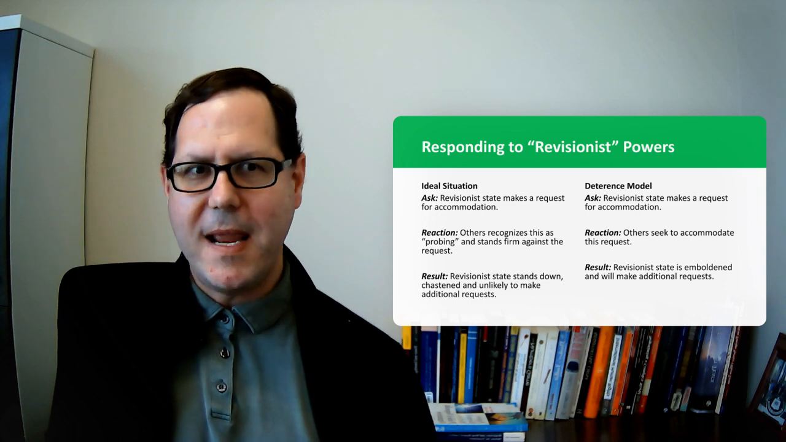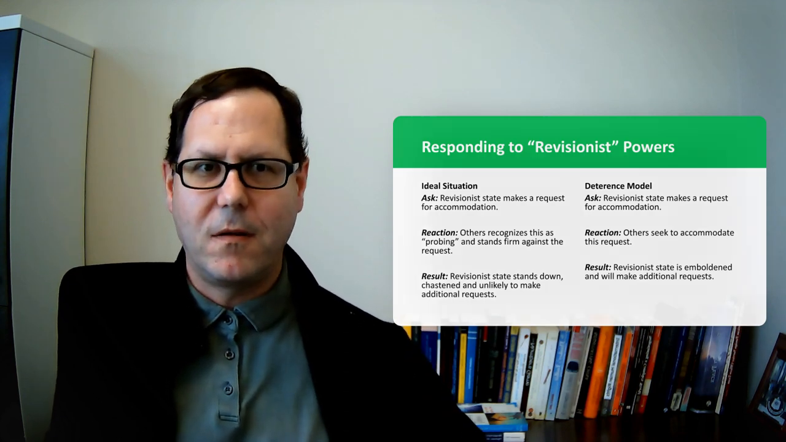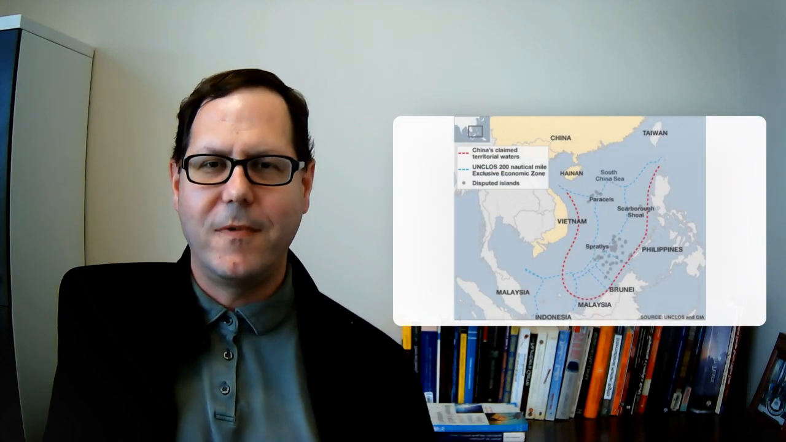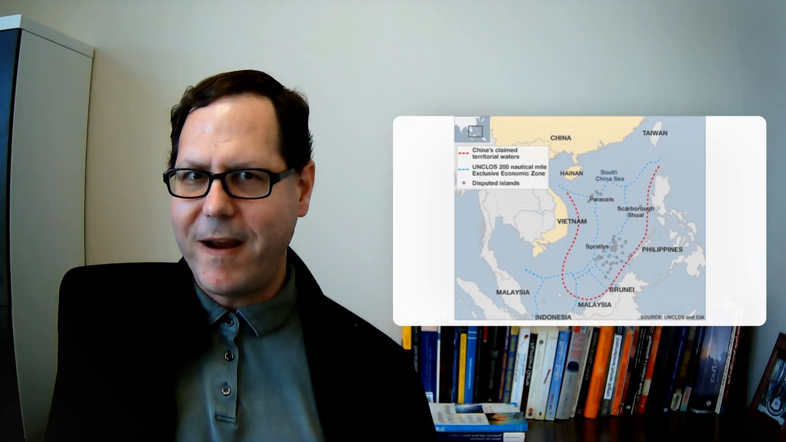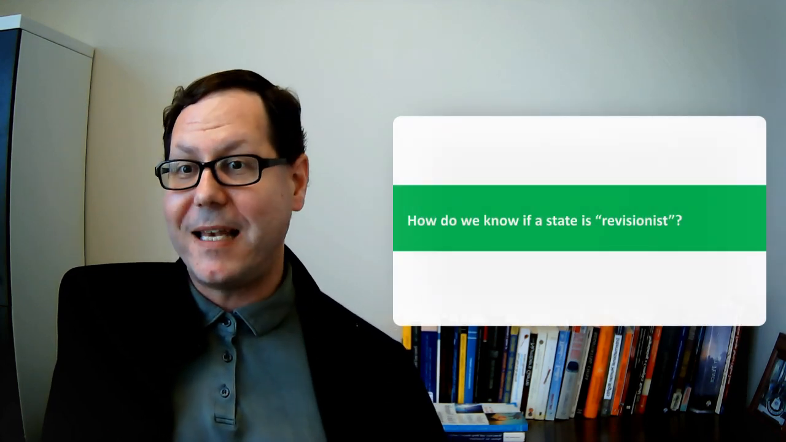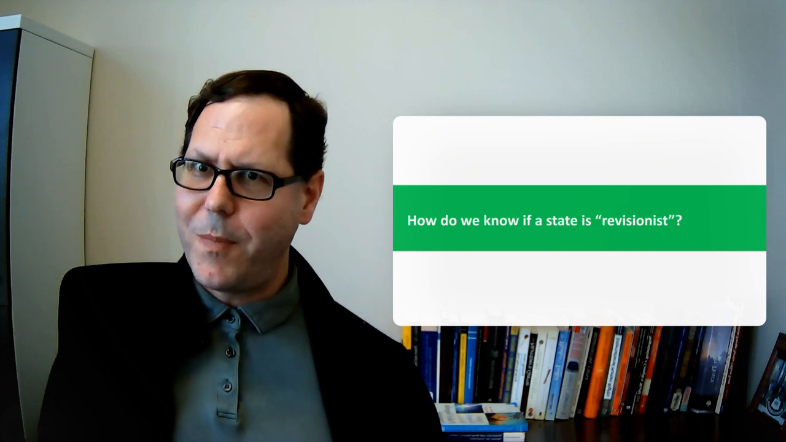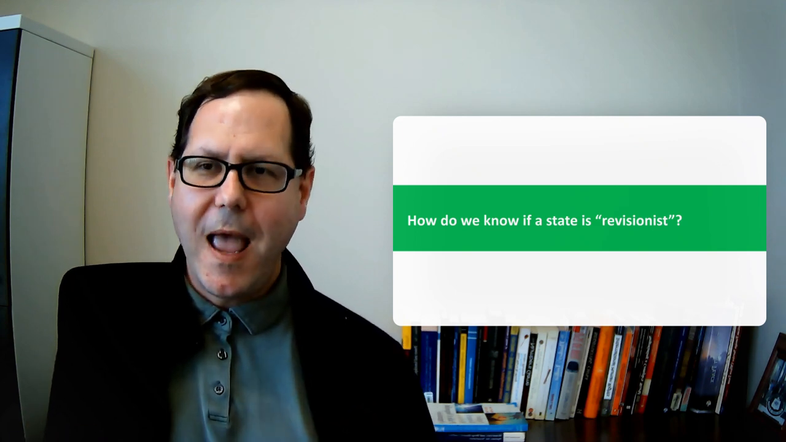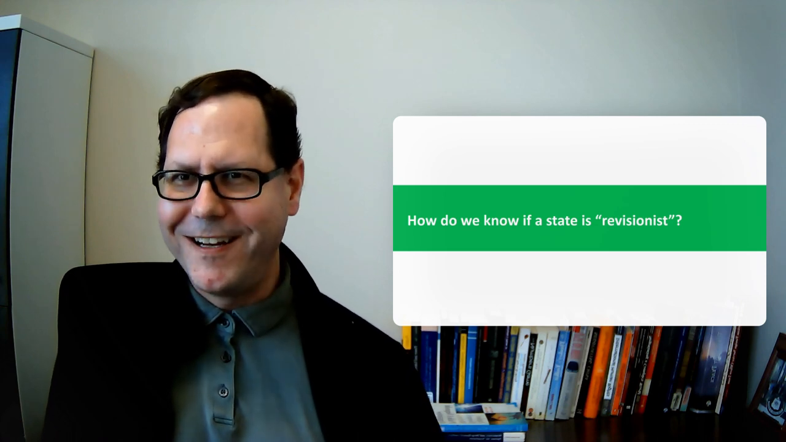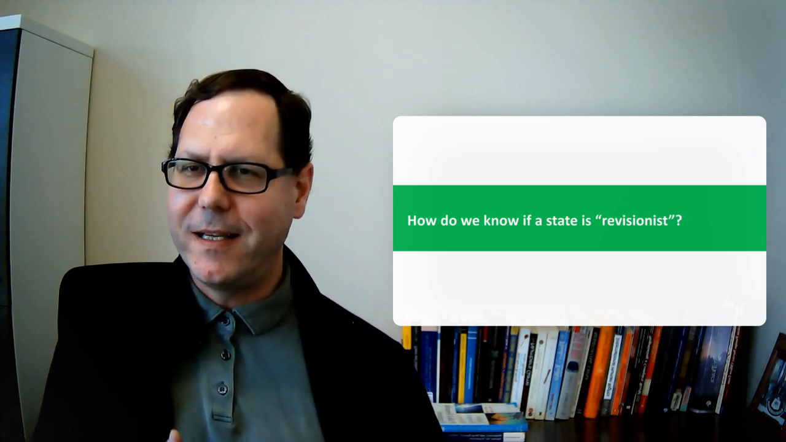When states make claims to redraw the map, or make claims to change the way international law works to favor them more, is the best strategy to accommodate that and try to work with that? Or is the best strategy to stand firm and respond? And both strategies can work. Both strategies can lead to conflict, right?